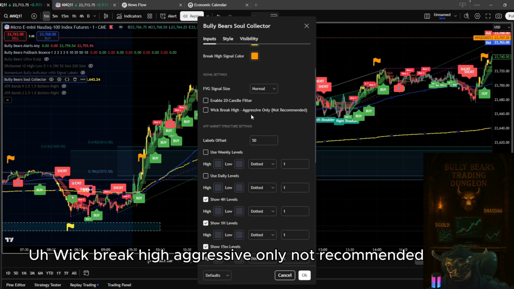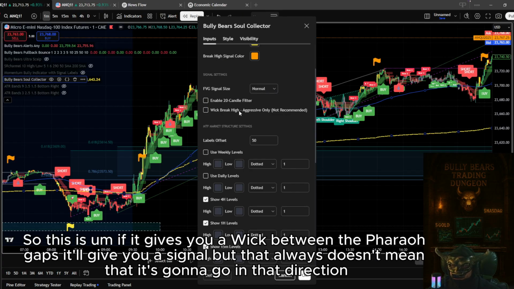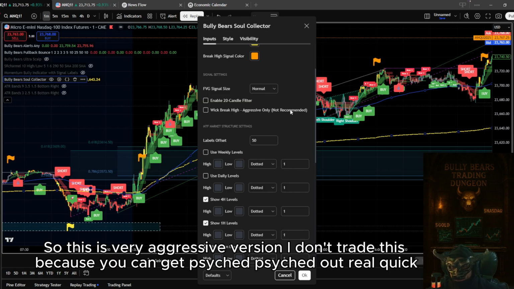Wick break high, aggressive only, not recommended. So this is if it gives you a wick between the fair value gaps, it'll give you a signal. But that doesn't always mean that it's going to go in that direction. So this is a very aggressive version. I don't trade this because you can get psyched out real quick.